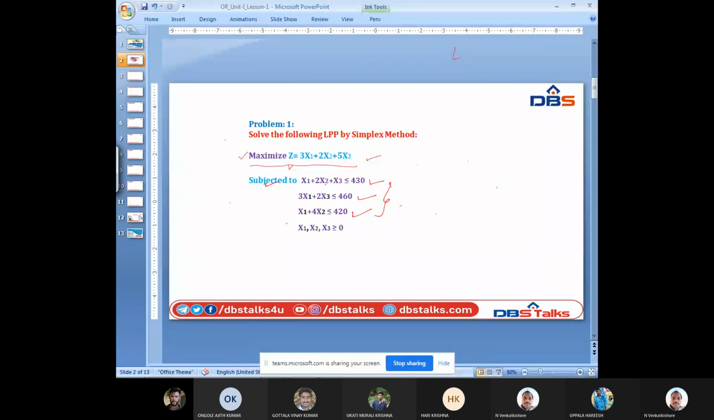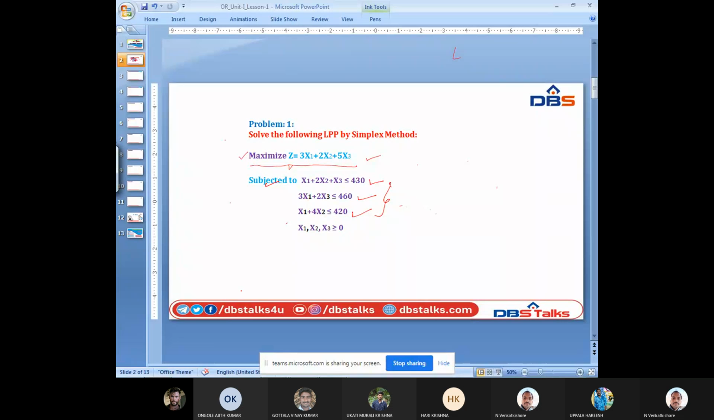So write down the problem. Maximize z equals 3x1 plus 2x2 plus 5x3, subject to the constraints x1 plus 2x2 plus x3 less than or equal to 430, 3x1 plus 2x3 less than or equal to 460, x1 plus 4x2 less than or equal to 420. This is the problem as they give it in the question.